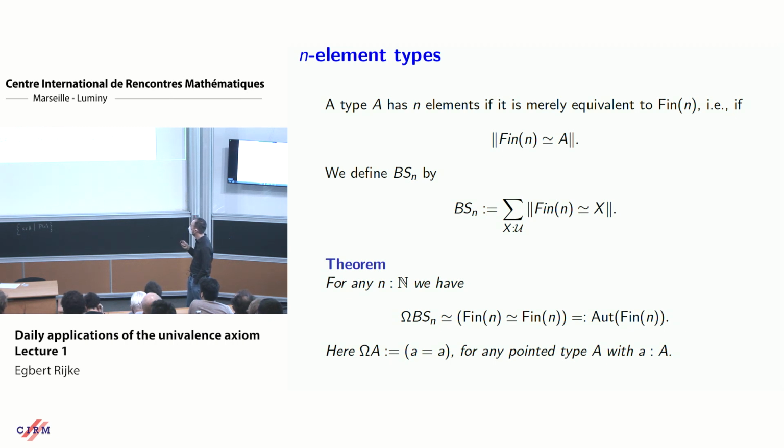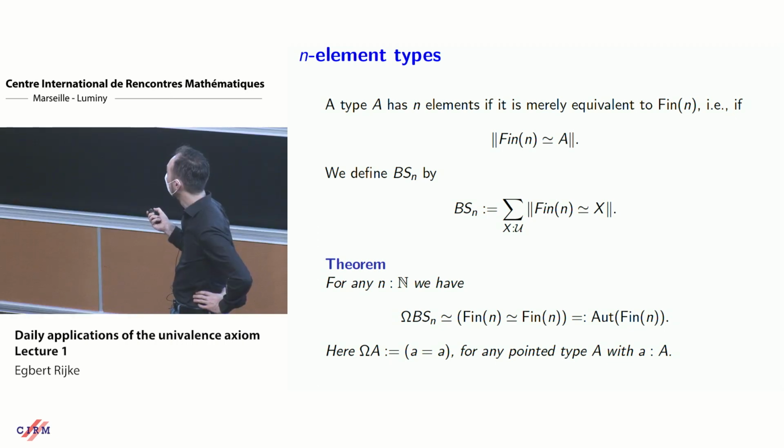Now we can define the type of all n element types, and we write BSN for that. BSN is the type, the sigma again, of all x and u that have n elements. And why do we call the type of all n element types, which in set theory would just be a very large collection of types, of sets, that wouldn't have anything to do with BSN? Why do we call it like that?